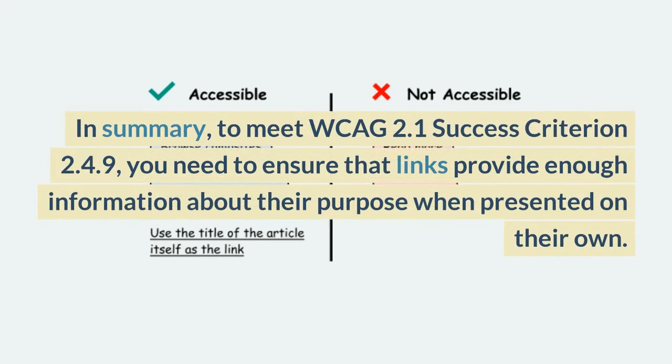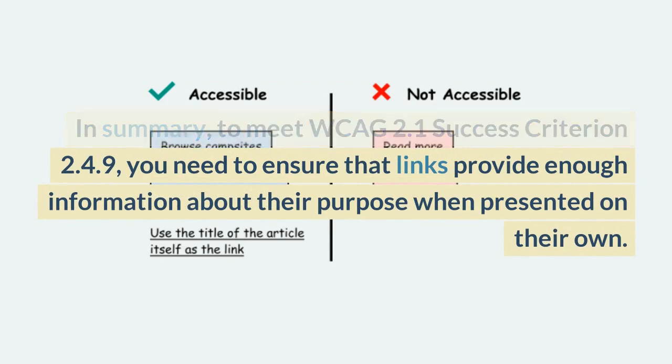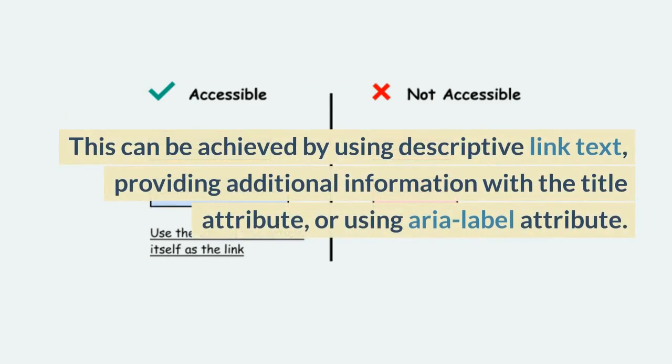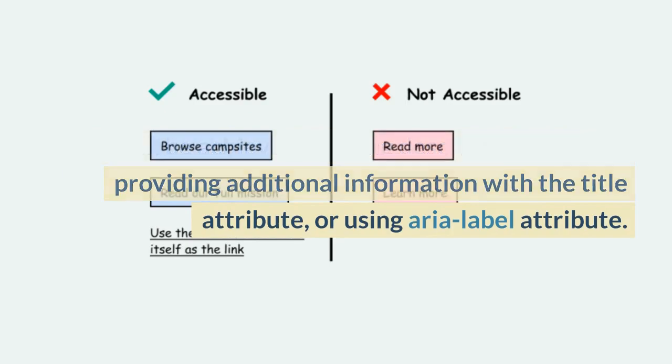In summary, to meet WCAG 2.1 Success Criterion 2.4.9, you need to ensure that links provide enough information about their purpose when presented on their own. This can be achieved by using descriptive link text, providing additional information with the title attribute, or using the ARIA label attribute.